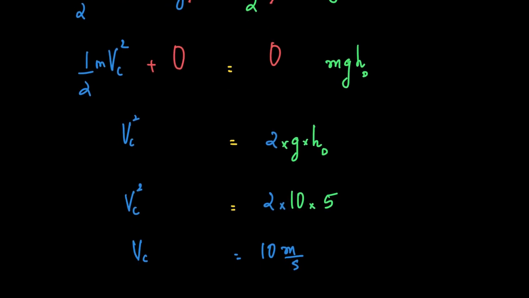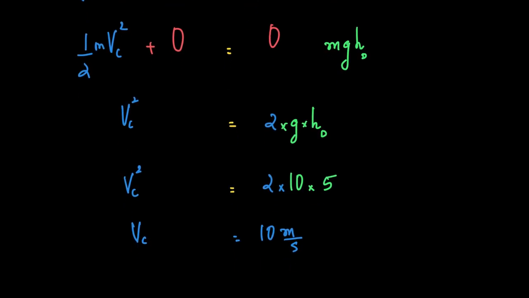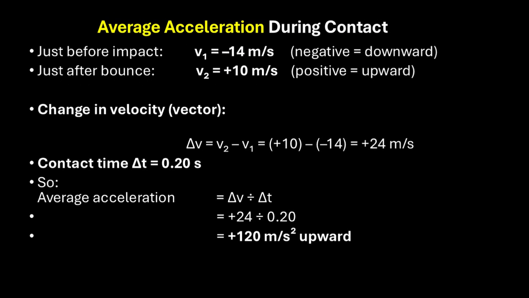Which gives us half m VC squared is equal to m g HD. HD is 5, g is 10, m by m is 1. So we have VC squared is equal to 2 into 10 into 5. VC is 10, and the calculation remains the same.